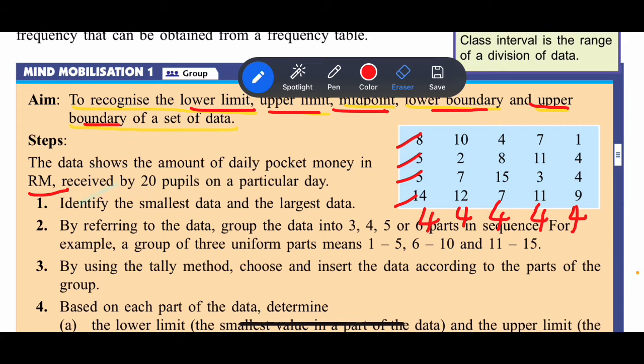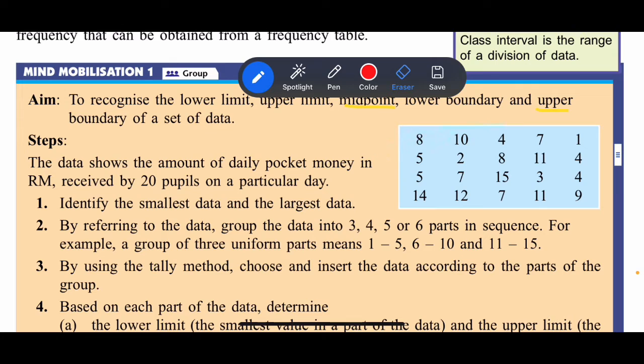4 times 5 is 20, right? We have 20 data, right? Okay. Now this data is actually the pocket money received by 20 students. Some of them receive 1 ringgit, some of them receive 2 ringgit. We have 3, we have 4, we have 5, and so on and so forth. And the highest is 15, right?